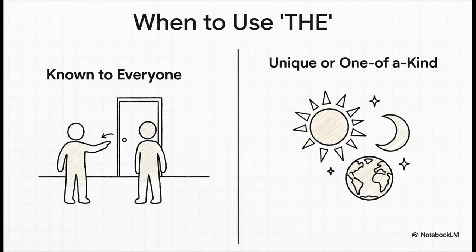So the two biggest uses are right here. First, when something is obvious to everyone in the conversation. If we're in a room and I say, please close the door, you're not going to ask which door. You know I mean the only one right there. And second, we use it for things that are totally unique. There's only one of them in the world, or at least in our world. Things like the sun, the sky, the internet.